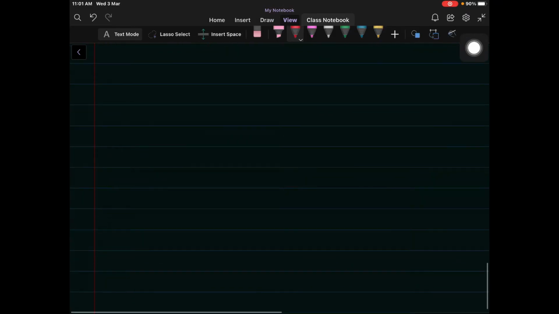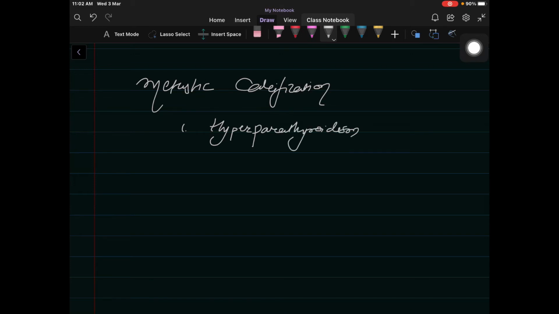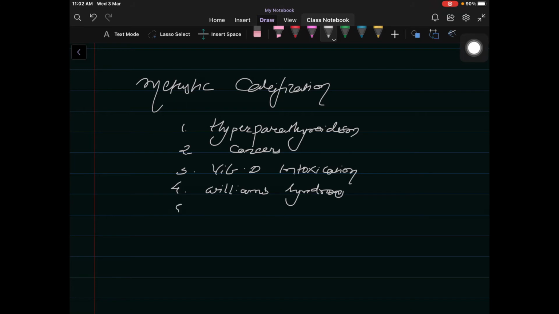So now let's discuss the metastatic one. Generally, the metastatic calcification is found in case of hyperthyroidism, hyperparathyroidism, in case of cancers, in case of vitamin D intoxication, or in case of Williams syndrome, or sarcoidosis, or in case of multiple myeloma.